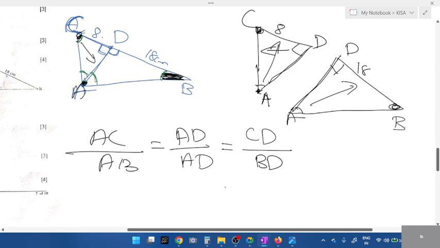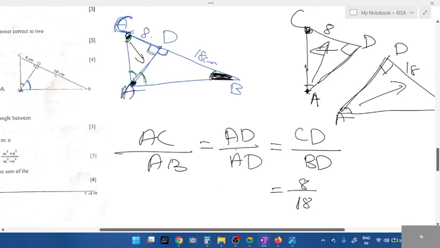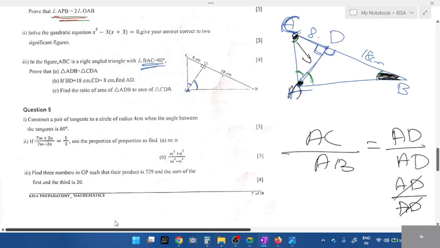Out of this, in which one values are given? Both the values. CD and CB. CD is 8 and BD is 18. The last one. What they have asked us to find? Find AD. How do you find AD, students? Both AD and AD are equal. So what is the ratio?